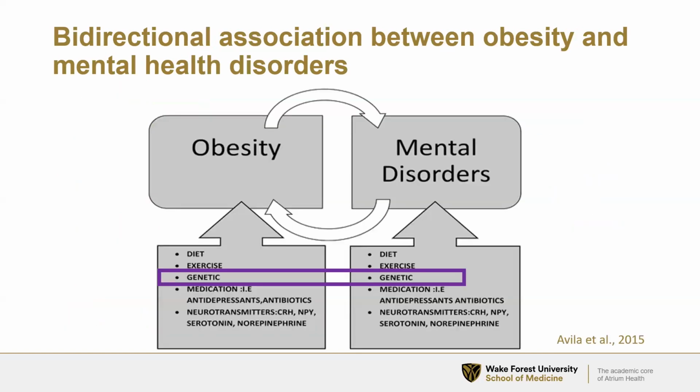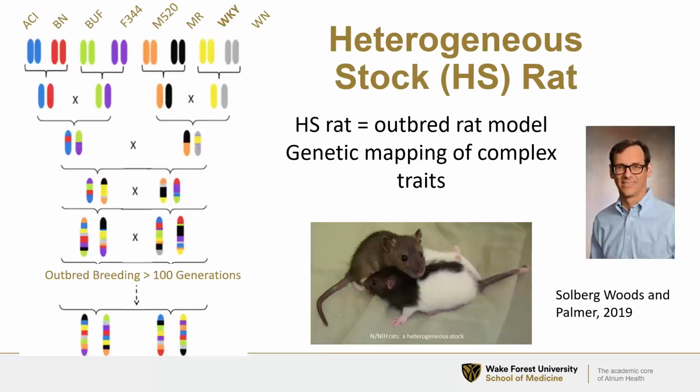And what we know is that obesity and mental health disease are bidirectionally associated. And what that means is if you have one, you are more likely to have the other. And there are all sorts of things that go into that. So in terms of environment, diet and exercise play a big role. We know that inflammation plays a big role, but genetics is a really important piece. And there's actually relatively few genes that have been identified linking both diseases. So that is something that this talk is going to do.